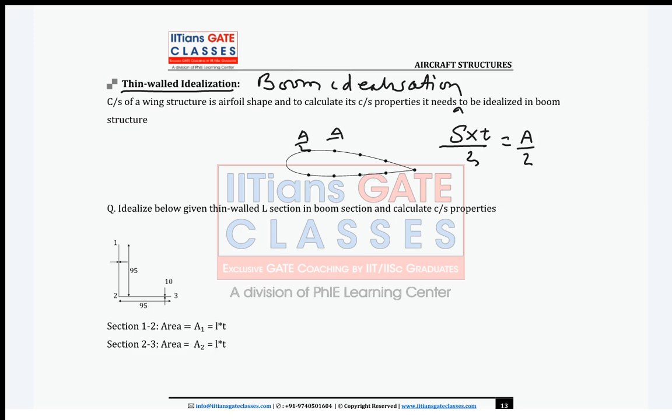Now guys, on this boom and this boom, there is a contribution from the other section also, right? So suppose initially you took A1. This is A1, this is A1. Second it was A2. So in this boom, what will be? It is A1 by 2 plus A2 by 2. Now this is A3. So in this boom it is A3 by 2 plus A1 by 2. Is it clear how these lumped areas are calculated?